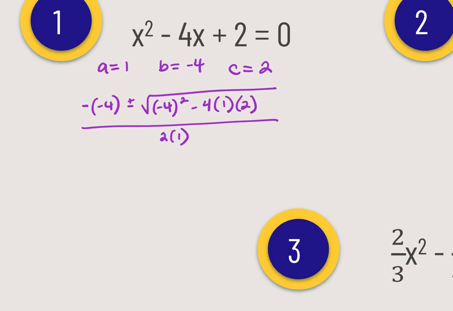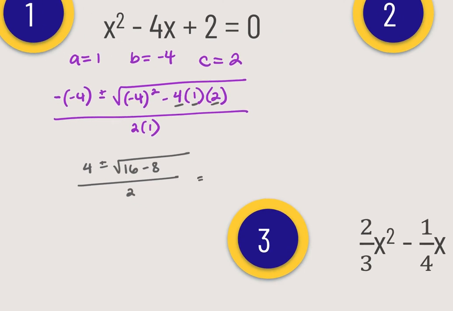Now I simplify. So -4 just becomes 4 plus and minus the square root of -4 squared is 16 minus 4 times 1 times 2 is 8, all over 2 times 1 or 2. So then I get 4 plus and minus the square root of 8 over 2. And then I see if I can break 8 down. This is 2 and 4, 2 and 2. So I can bring out a 2. And I get 4 plus and minus 2 root 2 over 2.